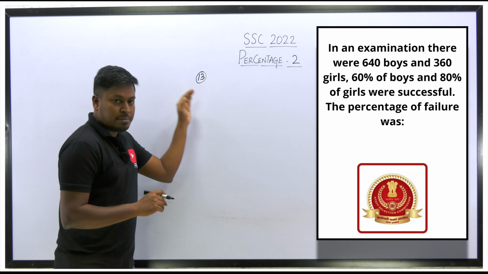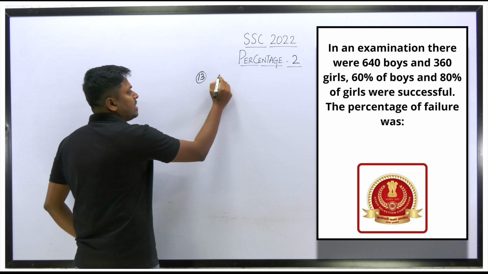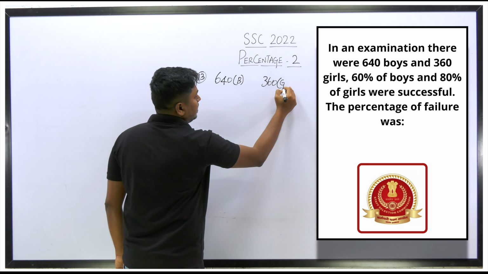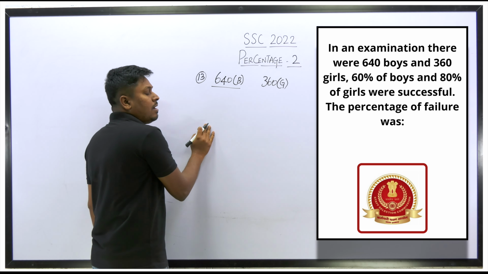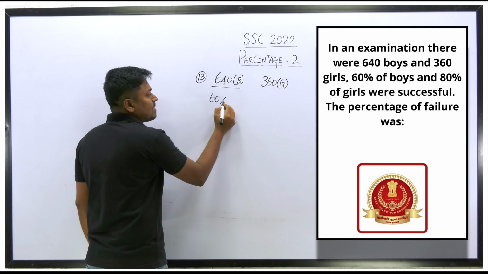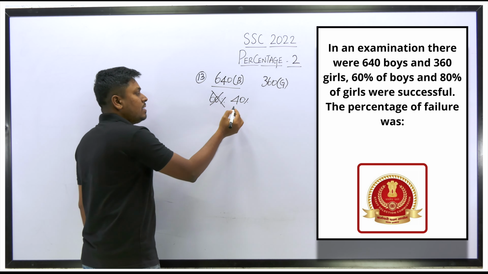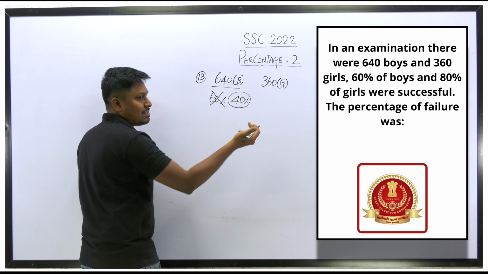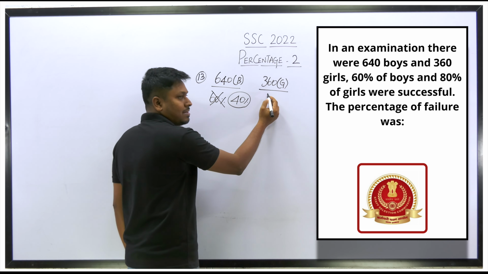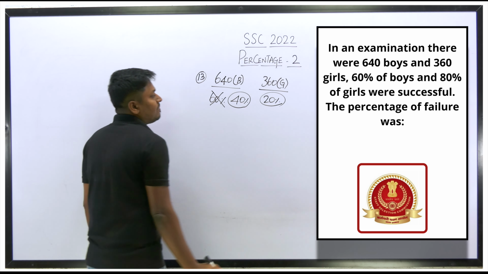So similarly, in question number 13, you can see in an examination, there were 640 boys. Direct value has been given. So 640 will be the total number of boys and 360 will be the total number of girls. So out of this 640 boys, how much percentage of boys were successful? 60%, right? If 60% boys are successful, then remaining 40, right? Because 100 minus 60 will be 40. So 40% of the boys will be unsuccessful. So similarly, out of 360 girls, 80% of the girls are successful. So 100% minus 80 will be 20. So 20% will be unsuccessful.